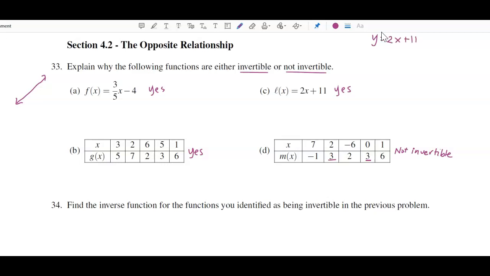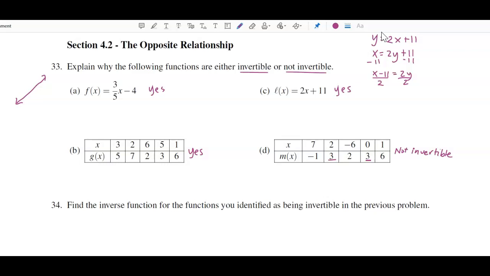Remember my steps for this: I'm going to switch my x and y. So I have x equals 2y plus 11. And then I'm going to solve for y. So that means I'm going to subtract my 11 over. So I've got x minus 11 equals 2y. And then I'll divide by 2.